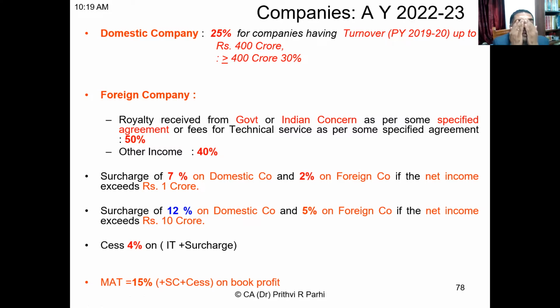So a foreign company has to pay tax at 50% or 40%, depending on what kind of income it is generating. Is it generating only royalty income or fees for technical services? Then 50%. Some other income, then 40%. Is it clear to you?